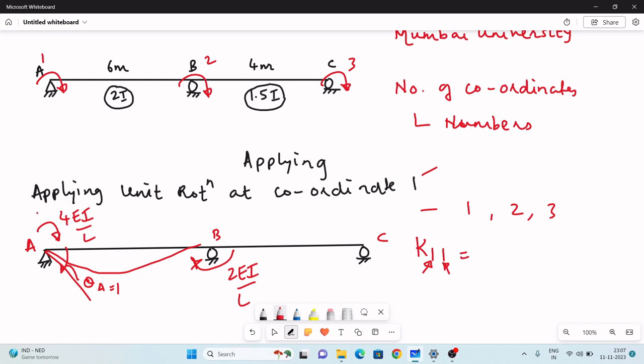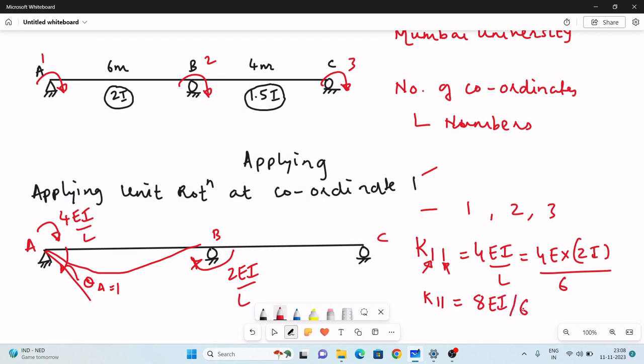So what is the force required at 1 to produce unit rotation at 1? Force required at 1 is 4EI by L. By the way, they have given different values of moment of inertia for AB and for BC, and also they have given different lengths. You have to consider that. So 4E into 2I for AB. These moments that are developed are with respect to AB only, so you have to take the moment of inertia of AB, and also the length of AB. Length of AB is 6 meter. So K11 equals 8EI by 6.